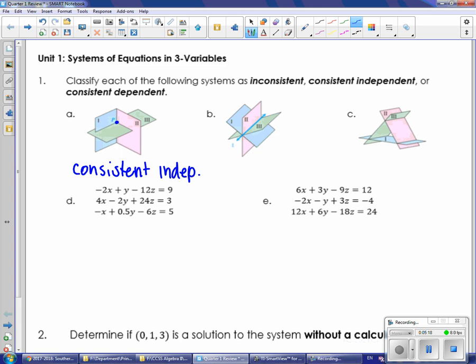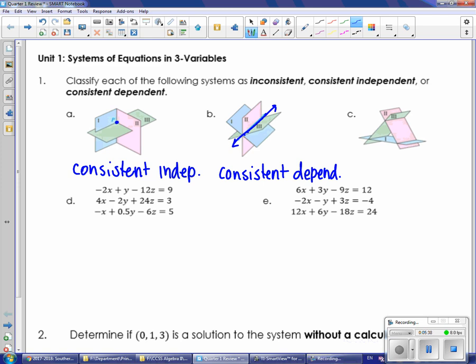If I take a look at the second one, I can see that those planes collide. So therefore, they are consistent. But notice that they collide along a line. There are many points along that line. So that means that this is a consistent and dependent system.